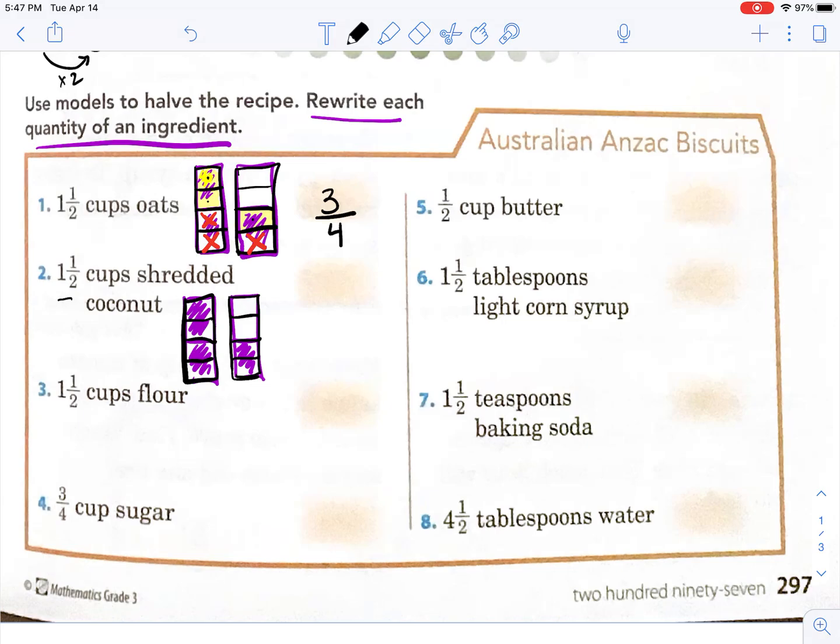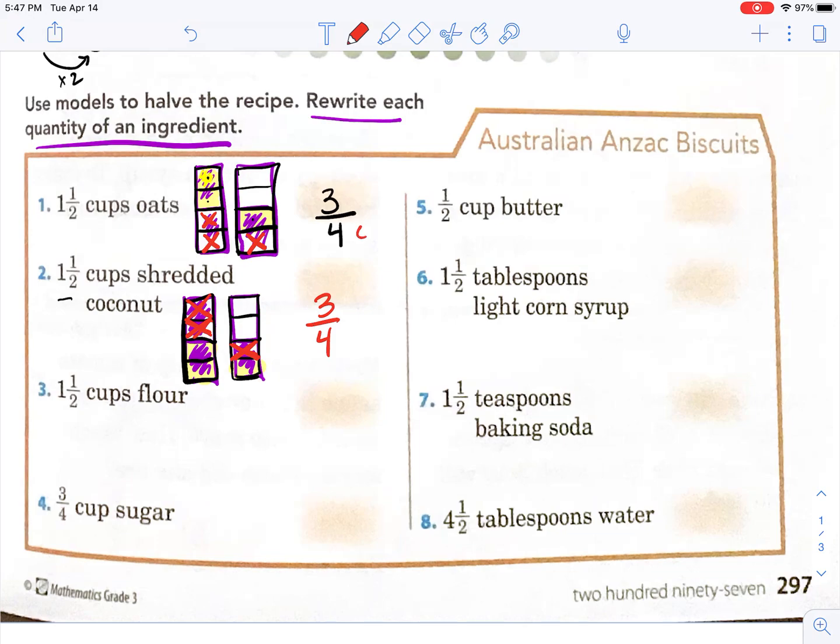Okay, so let's do it again. Let's get rid of half of them. I'm going to mark it off again. 1, 2, 3. I marked off different ones than the last time, but am I marking off half of each? I marked off 2 out of the 4 here, and I marked off 1 out of the 2 here. What am I left with? Do you see it? 1, 2, 3 fourths. So I'm going to write that in. This one is 3 fourths.